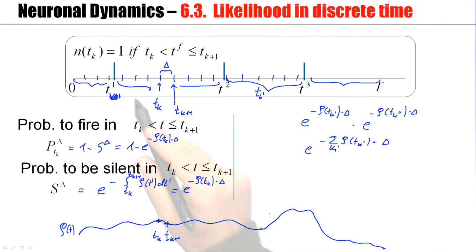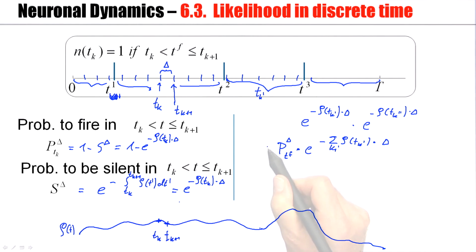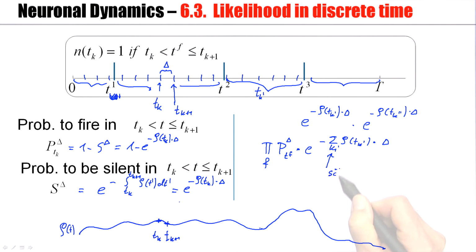And I have to add all these different moments, P of tf delta, for all the moments where I have firing. Product over all firing times. This is the sum of all bins where the neuron stays silent. So this is the discrete time construction of a likelihood.